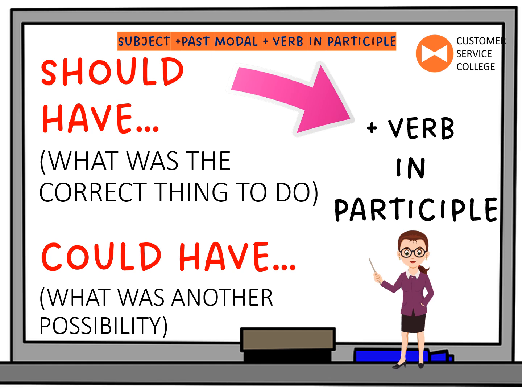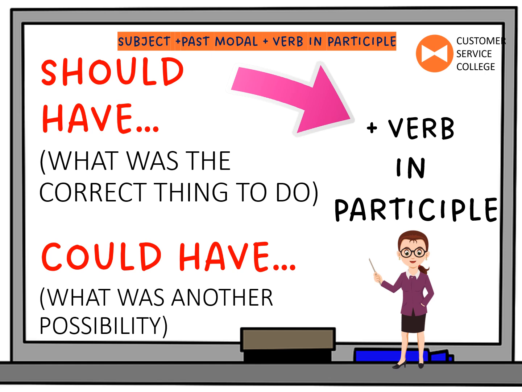Let's take a closer look at both the structure and the meaning of each of these two past modals. You use the past modals should have and could have with the verb in participle. When using should have, I am expressing what I believe was the correct thing to do in a past situation. For example, if a friend got in a car accident because he was driving really fast, I can say that he shouldn't have been driving so fast.